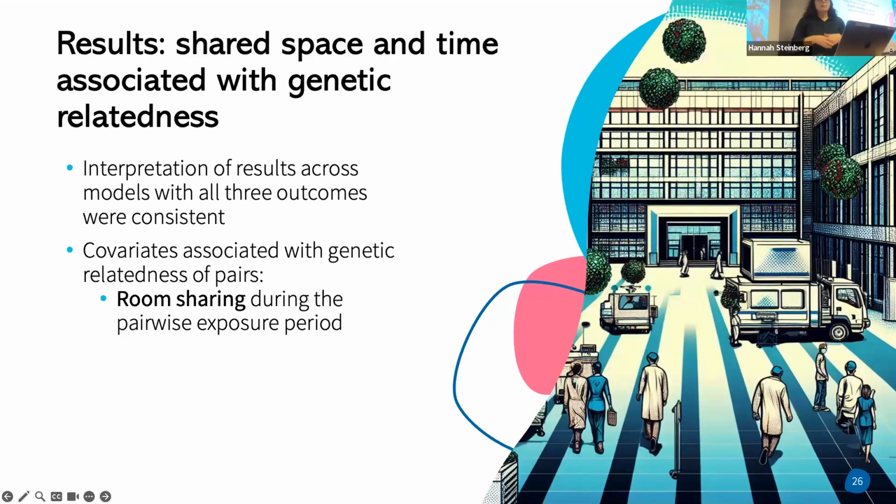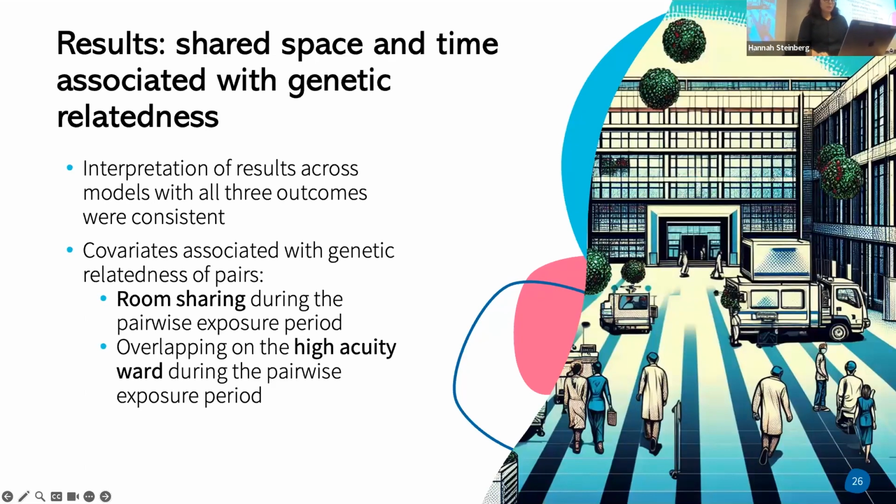Which makes a lot of sense. There are previous studies that show having a roommate who is infected with CRKP increases your risk of getting the infection. So that was kind of a check. We also showed that overlapping on the high acuity unit during the same exposure period was also significantly associated with closer genomic distance and cluster co-membership, where this was not necessarily true for other floors of the healthcare facility.